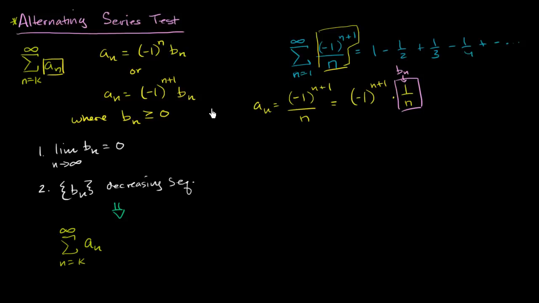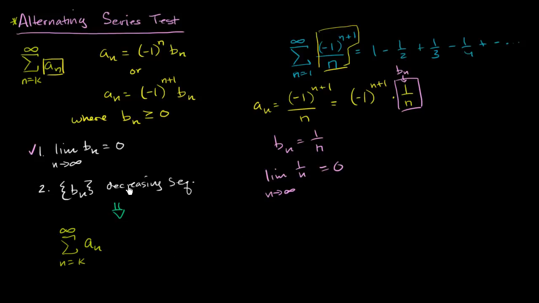And we can verify that our b sub n is going to be greater than or equal to 0 for all the n's we care about. So our b sub n is equal to 1 over n. Now clearly this is going to be greater than or equal to 0 for any positive n. Now what's the limit of b sub n as n approaches infinity? The limit of 1 over n as n approaches infinity is going to be equal to 0. So we satisfy the first constraint.